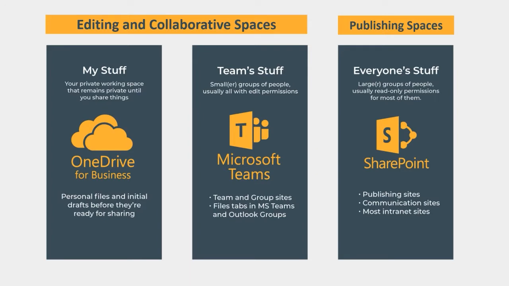In OneDrive, you have My Stuff. This is your private working space that remains private until you share your documents. In Microsoft Teams, this is your team stuff. Smaller groups of people with access to a shared document library, usually all with edit permissions. This is collaborative in nature. And then lastly, we have SharePoint. This is everyone's stuff. Larger groups of people are accessing these shared libraries, and most have read-only permissions. This is a publishing and consuming space.